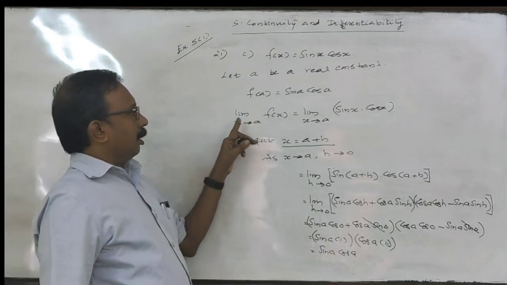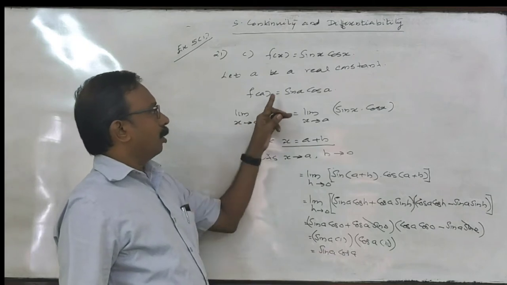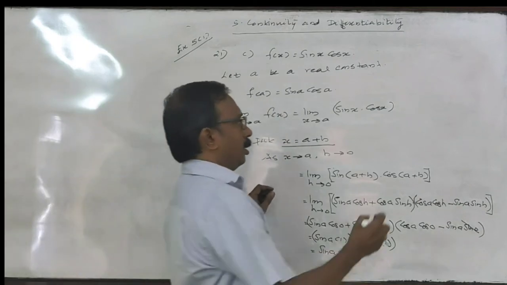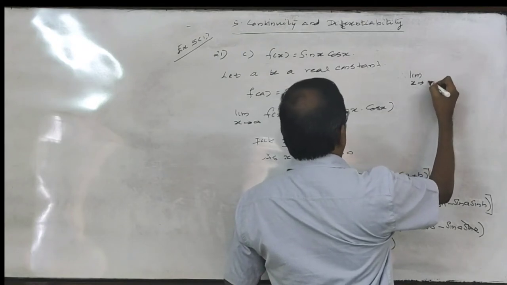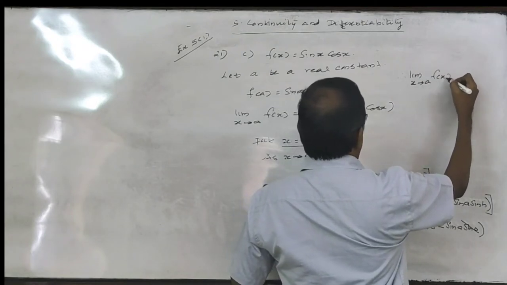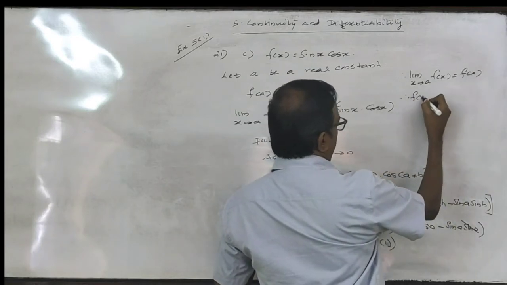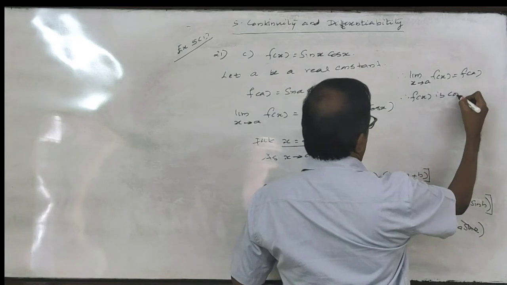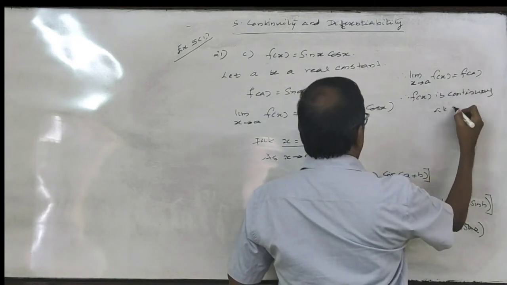That is, limit x tends to a f of x is equal to f of a, isn't it? Therefore, limit x tends to a f of x is equal to f of a. Therefore, f of x is continuous at x is equal to a.